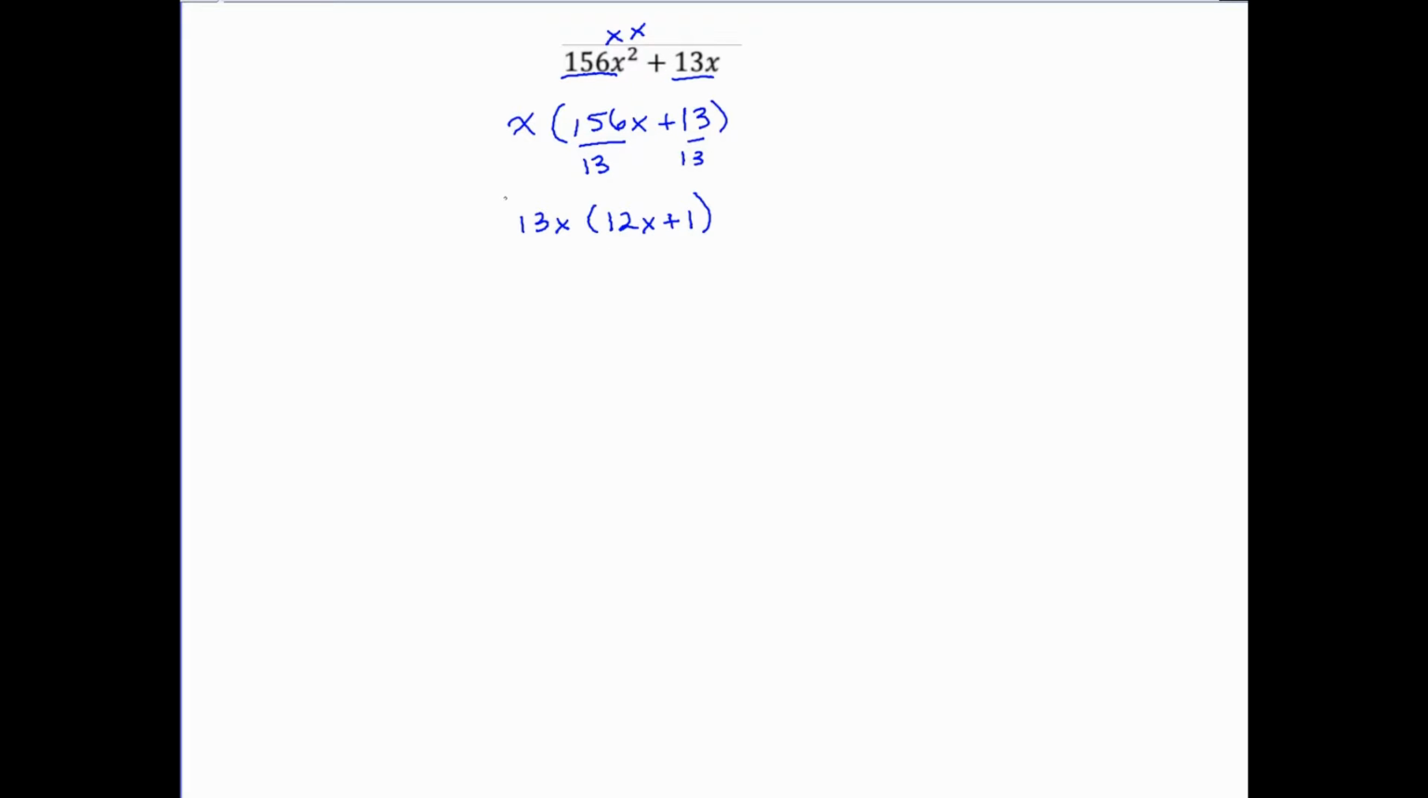So this is your factored form. All we did was take out the greatest common factor. And this is always where you want to start with any factoring. So let's move on to our next one.